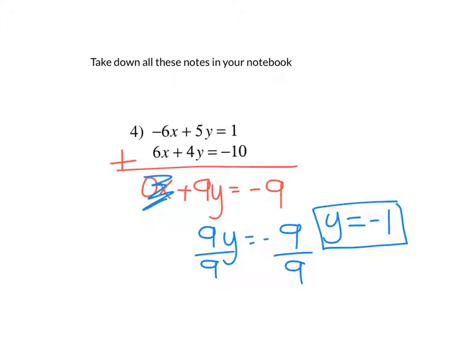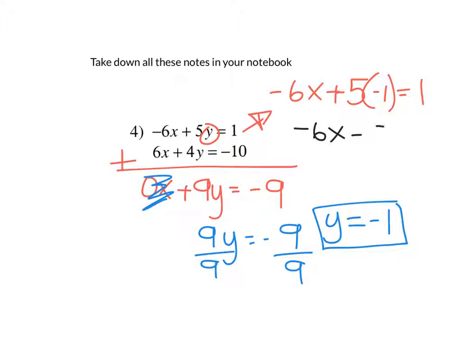So let me go ahead and rewrite the equation up here. Negative 6x plus 5. Instead of having the y there, I'm going to put negative 1 equals 1. Now let's just go ahead and solve this equation. Negative 6x minus 5, because 5 times negative 1, equals 1. You're going to add 5 to both sides. You get negative 6x equals 6.